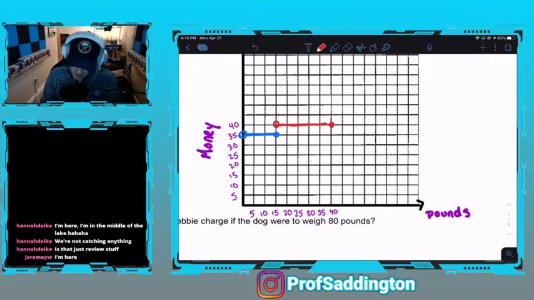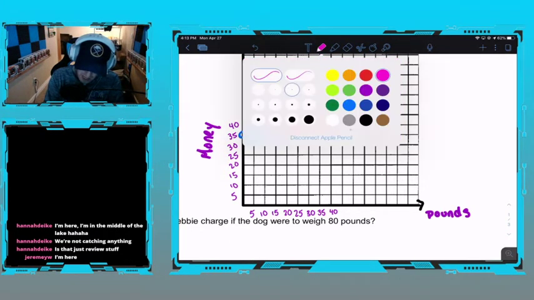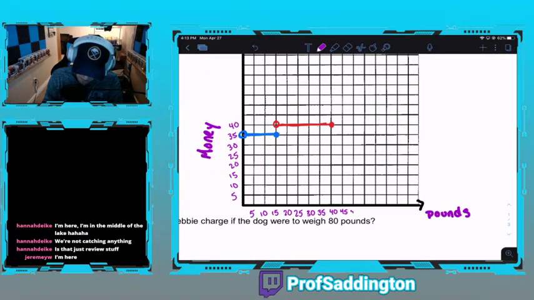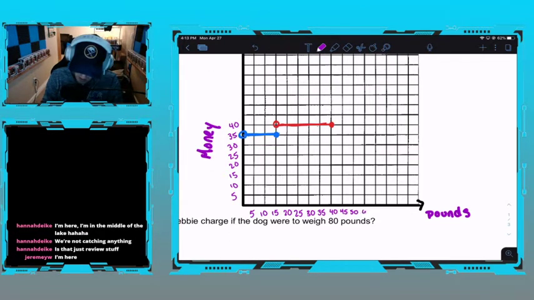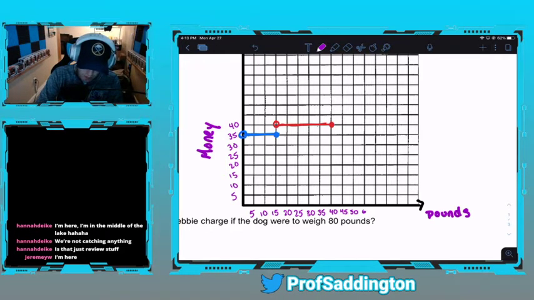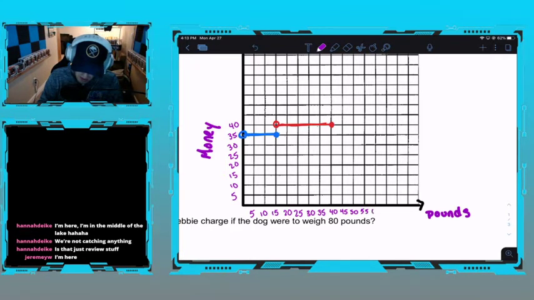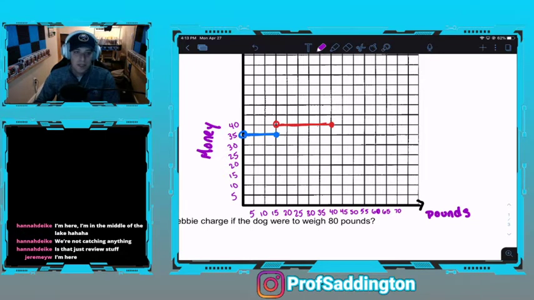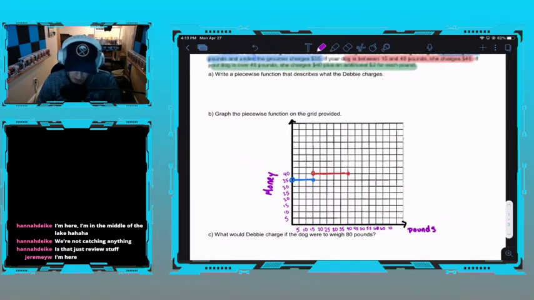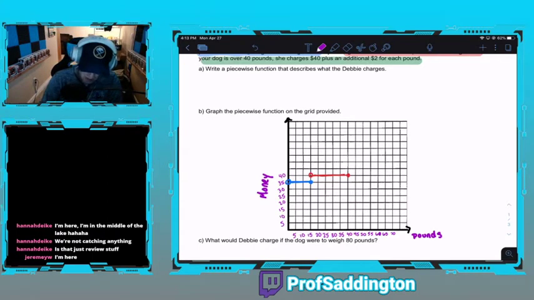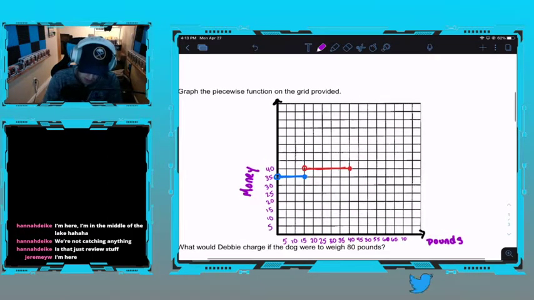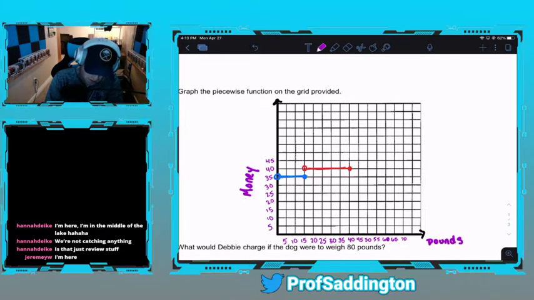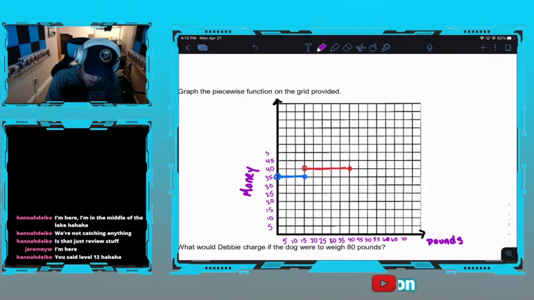All right. So what we need to do is we just have to add on down here. So we have 45, 50, because a dog doesn't end at 40 pounds. It can just keep going on forever. Same thing for money. The way this worked, it says it was $40 plus an additional $2 for each pound. So you better hope you don't have a heavy dog, because she is going to charge you a lot of money in order to go there.